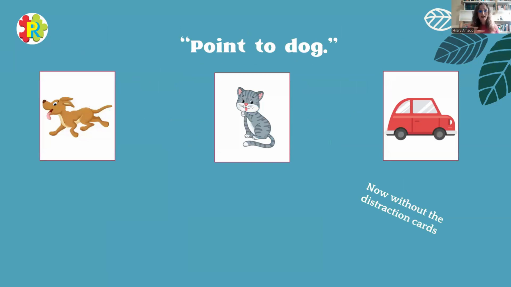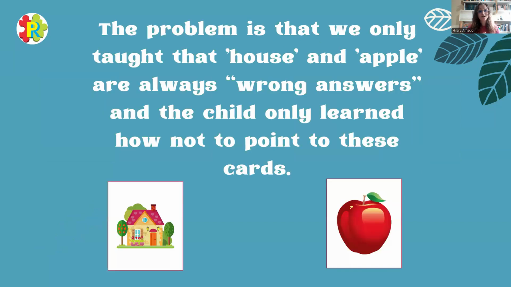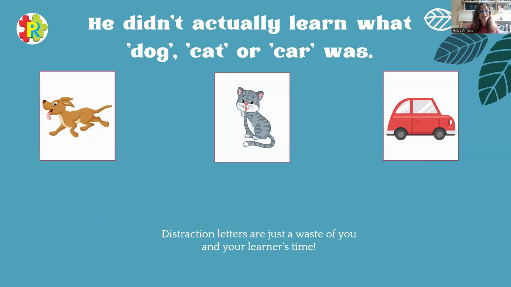When you take out the distractor cards, you notice right here, I don't have that apple or house, and I put together the three actual targets, which would be dog, cat, and car. Without the distractor cards, when you say point to dog, the learner is unable to point to the dog. The problem is that we only taught that house and apple were always wrong answers, and the child only learned how not to point to these cards. He didn't actually learn what dog, cat, or car was.